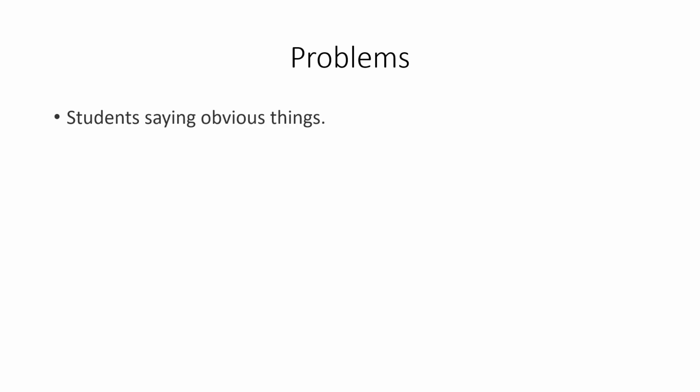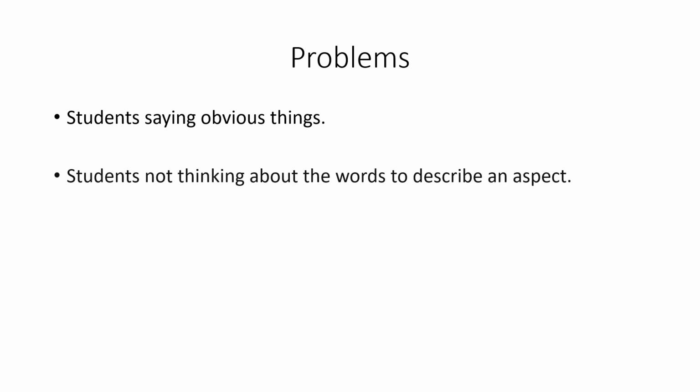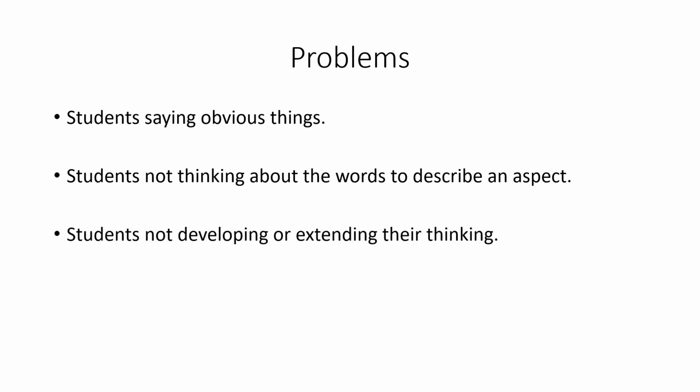Today we're going to look at how we can revise ideas. Some of the problems we get is that when it gets to the exam, students say quite obvious things. They tend to not think about the words to describe an aspect. For example, they're talking about love and how Romeo falls in love with Juliet, and they just repeat the word love, love, love all the way through. That's what the question's looking at, so we need to think about that. You can see there's not much development if you're repeating the same idea again. So we're going to look at how we can improve that with our revision.